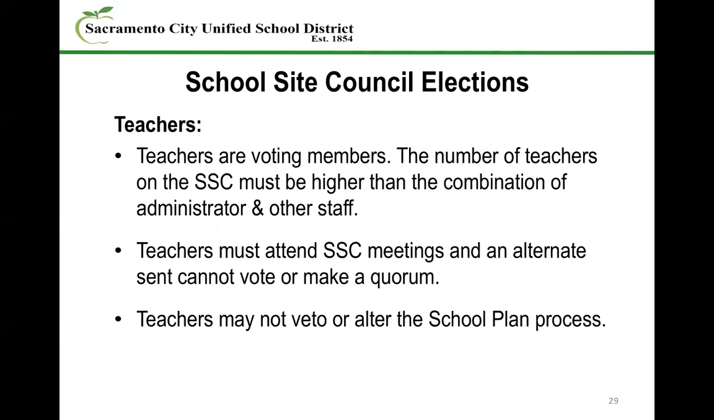Teachers on the council must attend meetings, and an alternate cannot vote or make a quorum if sent. Teachers may not veto or alter the school plan process once it has been approved, without approval of the entire council.